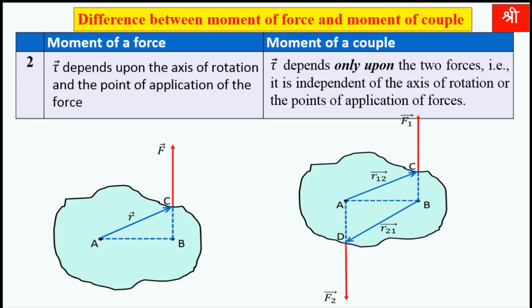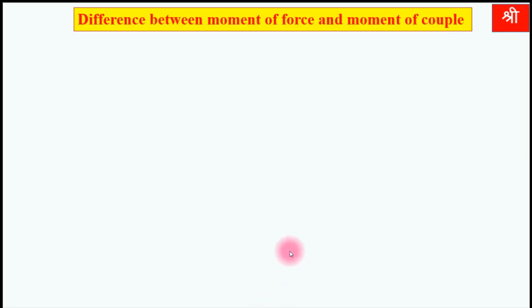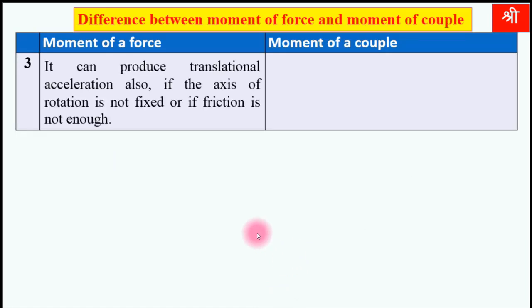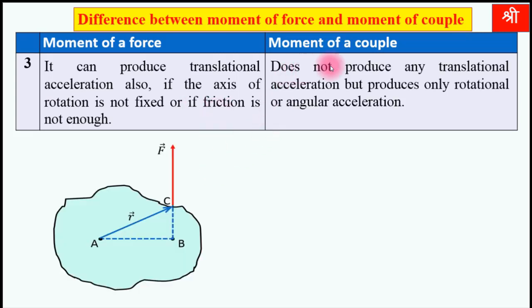Then the third difference. What is the third difference? We have seen two points of difference between moment of force and moment of couple. Now see the third difference. It can produce translational acceleration also if the axis of rotation is not fixed or if friction is not enough. But in case of moment of couple, it does not produce any translational acceleration but produces only rotational or angular acceleration.